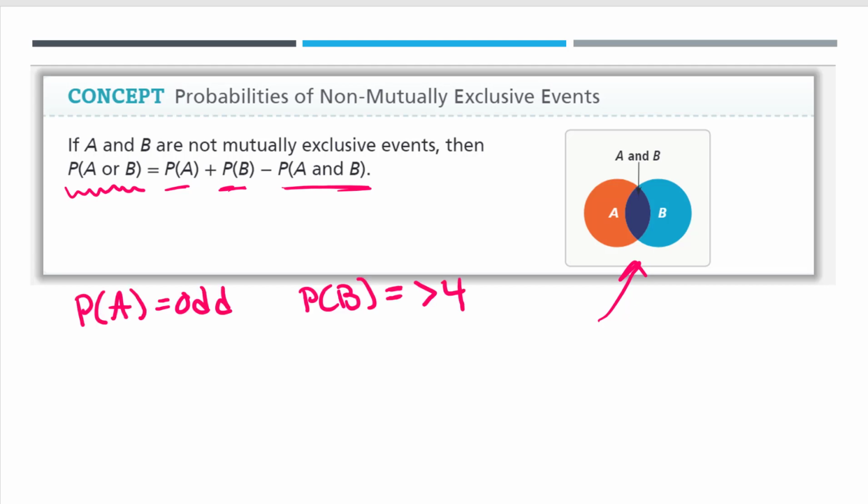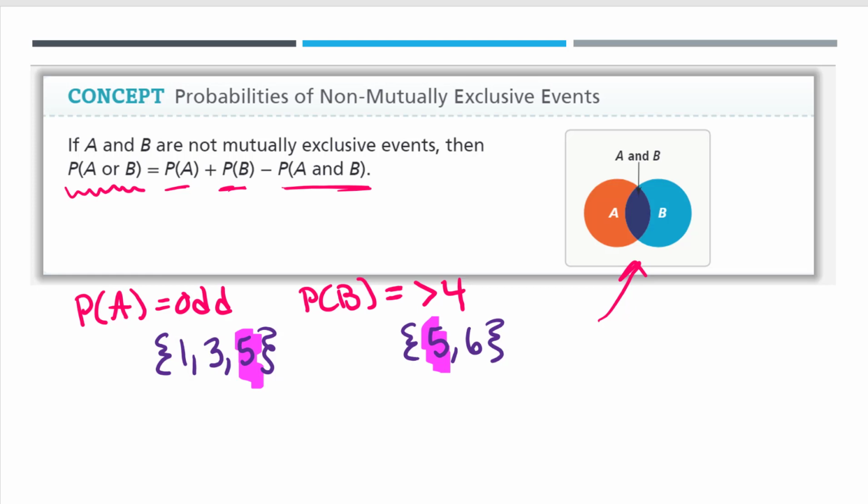So let's say these are our two events. Probability of A is an odd when we roll a die, and the probability of B is a number greater than 4. So let's actually write out what those possible outcomes are. For odd, we have 1, 3, and 5. And for greater than 4, we have 5 and 6. Now notice that 5 lives in both events.